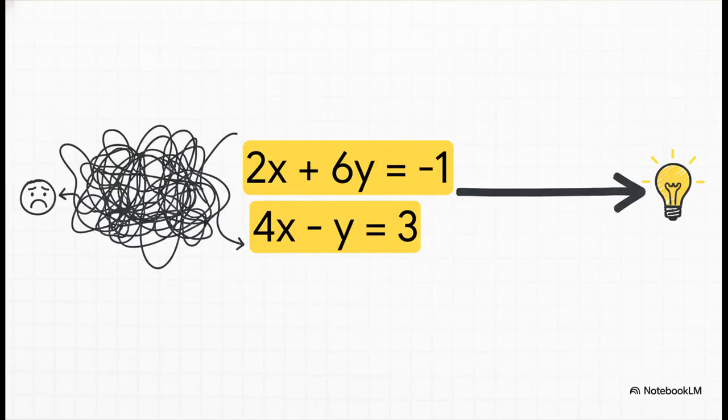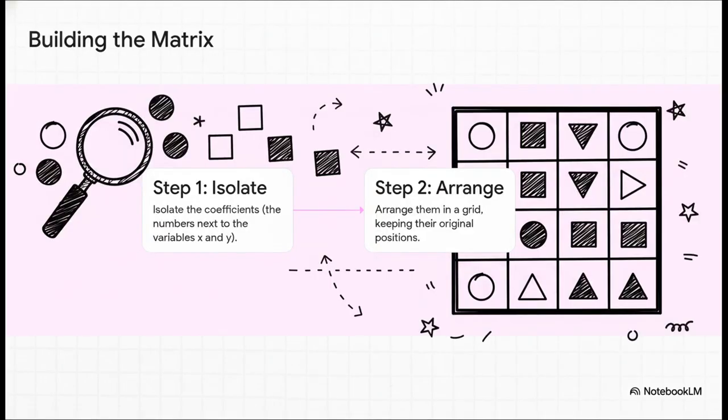So, take a look at this. This is a classic problem right out of an algebra class, right? You've got two equations, two variables, x and y. And sure, you could solve this the old-fashioned way, but there is a much cooler, much more elegant way to do it. And that way is to translate this whole problem into the language of matrices. The very first step is to just look at the numbers sitting next to the variables, what we call the coefficients, and then arrange them in a grid, making sure they stay in the right spots.